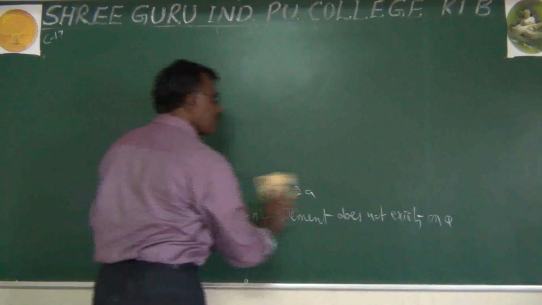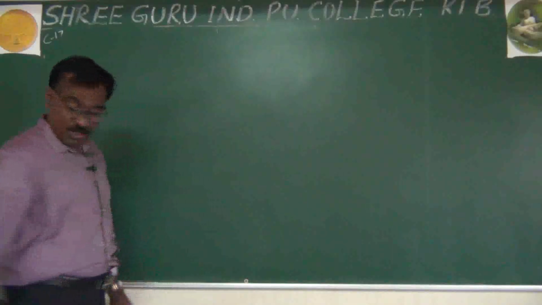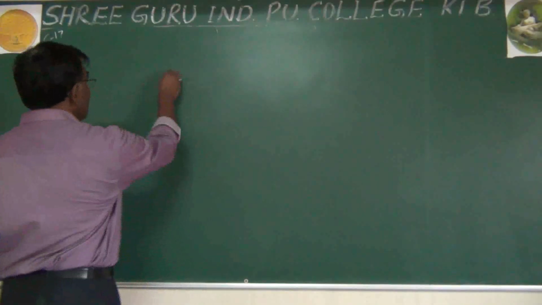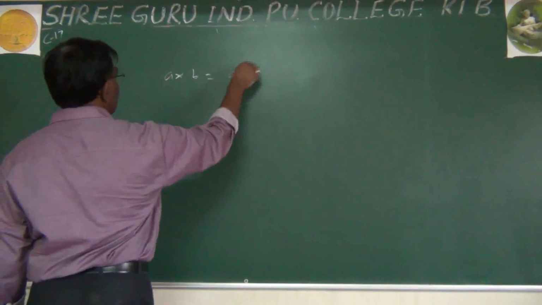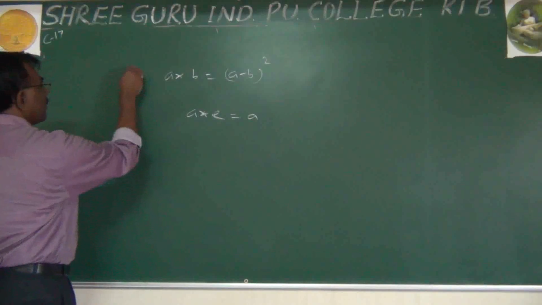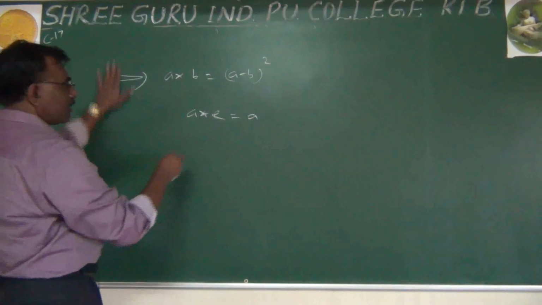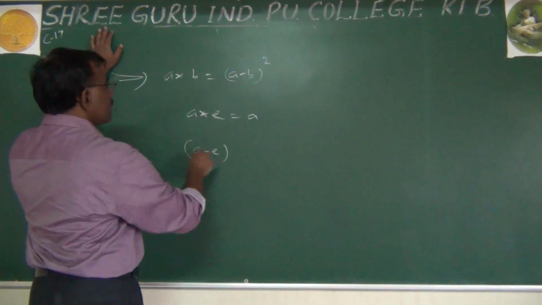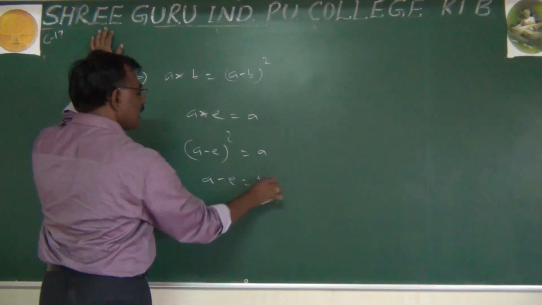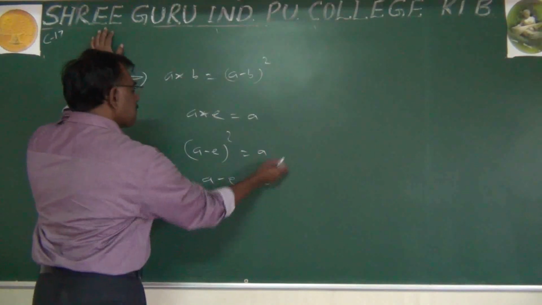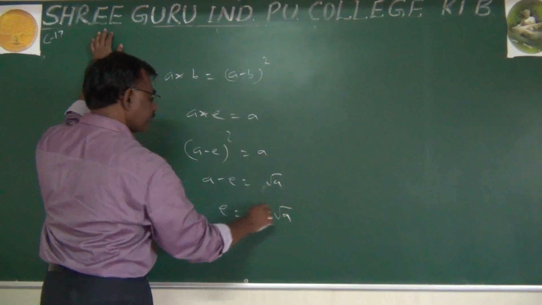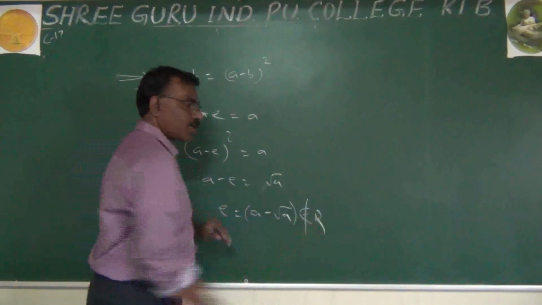But two questions are left: commutative and associative. So one more, it is very simple. A star B equals A minus B whole square. What is A star E? A minus E whole square equal to A, so A minus E equals plus or minus root A, right? E equal to A minus root A. So this does not belong to R only.